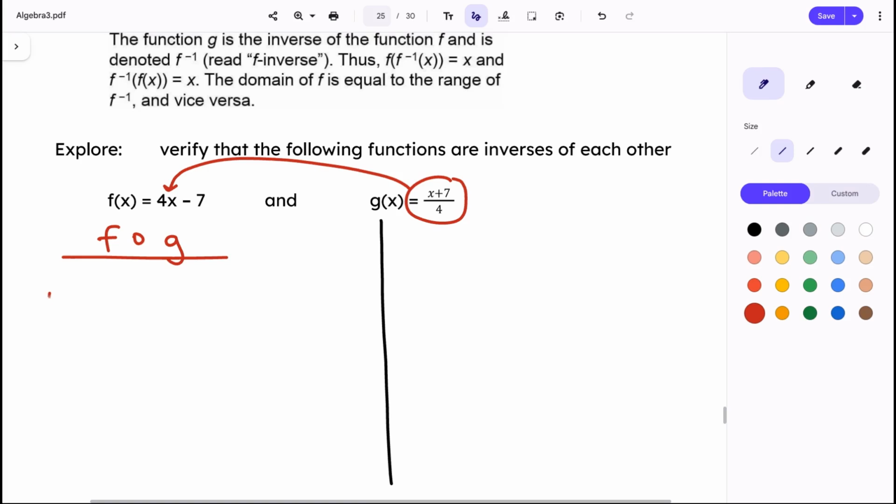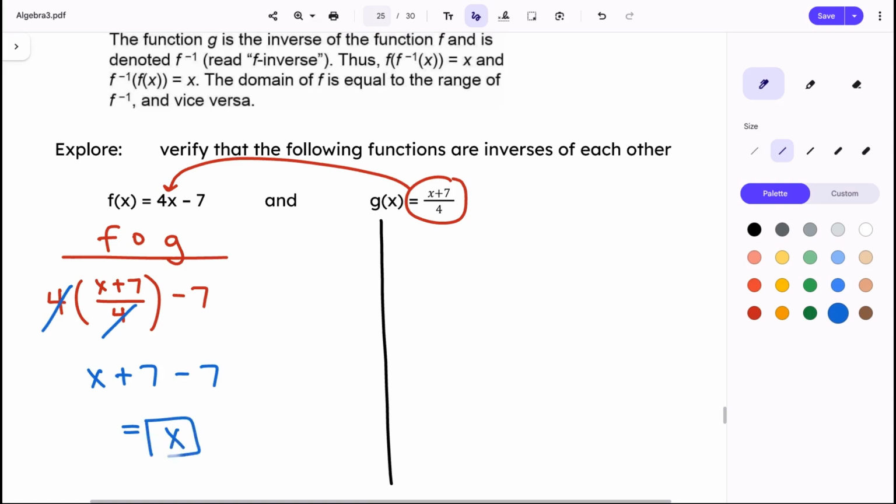So I bring down that 4, and then instead of an x, I'm going to plug in that fraction, x plus 7 over 4. Close the parentheses, and then I still have minus 7 from my f's equation. What is going to happen when I distribute there? Won't the 4s cancel out? The 4s are going to cancel off. And what am I going to be left with when that happens? X plus 7 minus 7. So what do I end with here? Just x, right? So that's positive because remember I said when we do this, we want it to equal x.